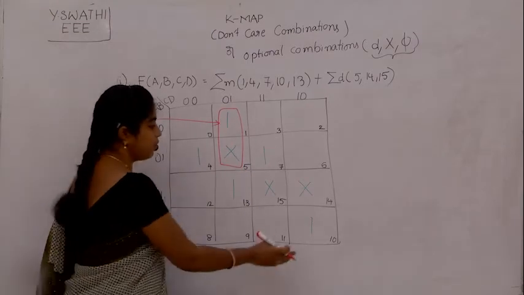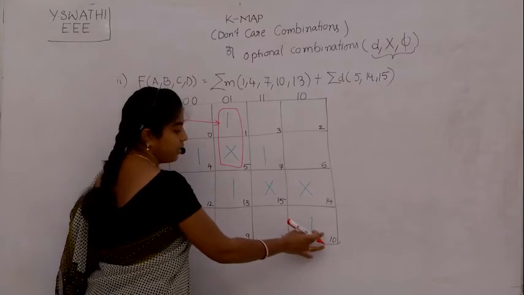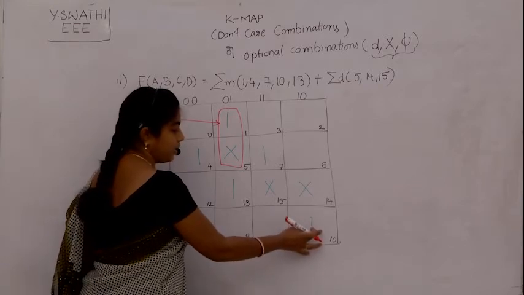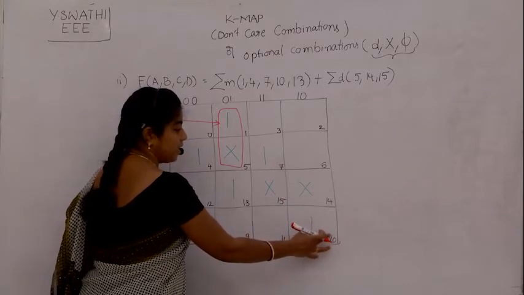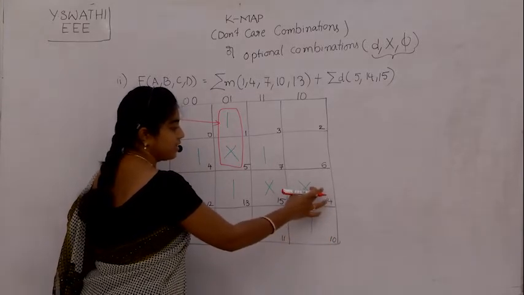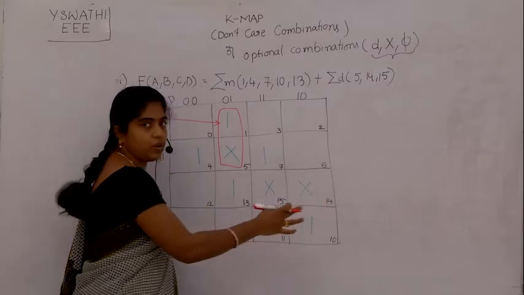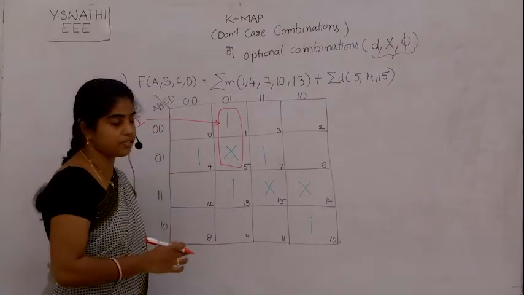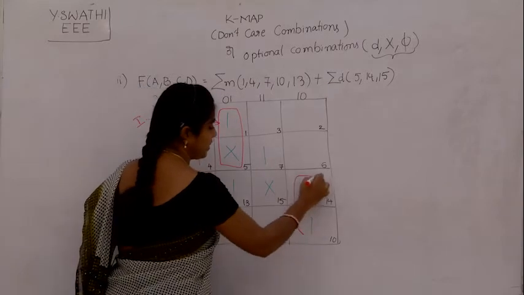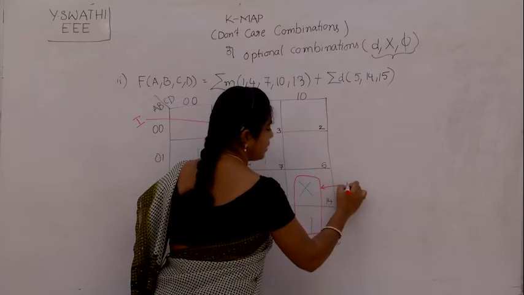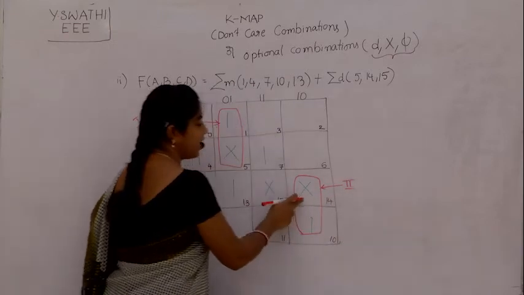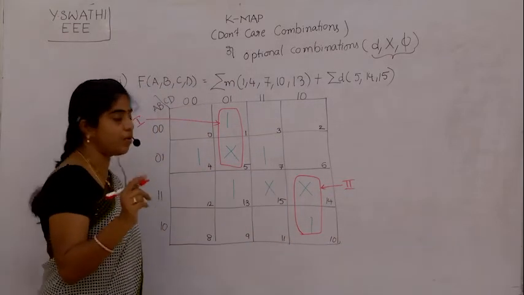Okay. Now we should check for another alone one. Here this is 1, and this 10th cell is adjacent to the 14th cell, and this 14th cell is a don't care combination. Now if I group with this, what happens? The form is reducing further. So I can take this don't care combination as 1 now.